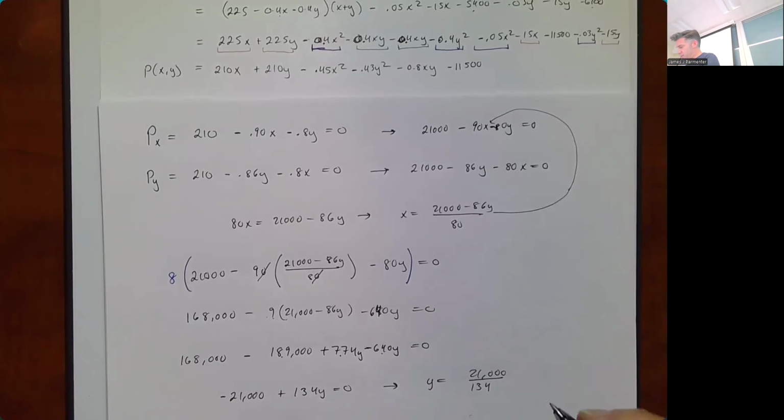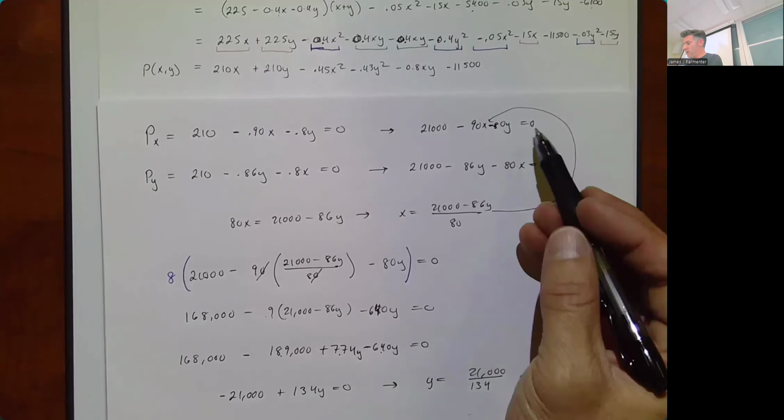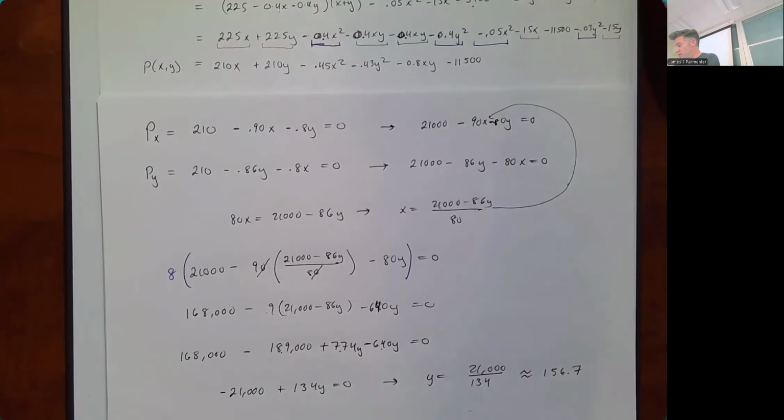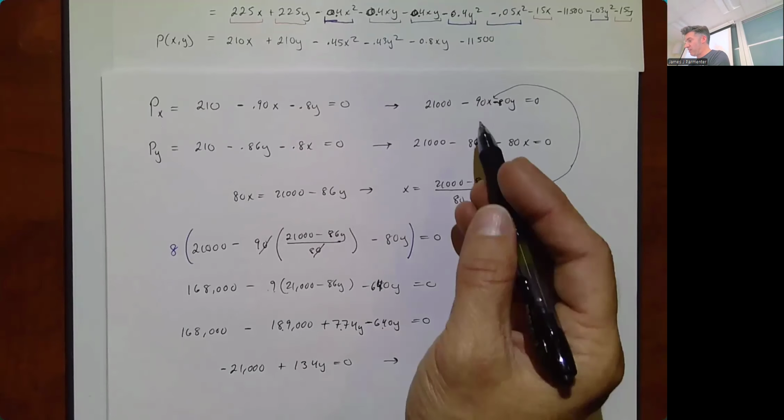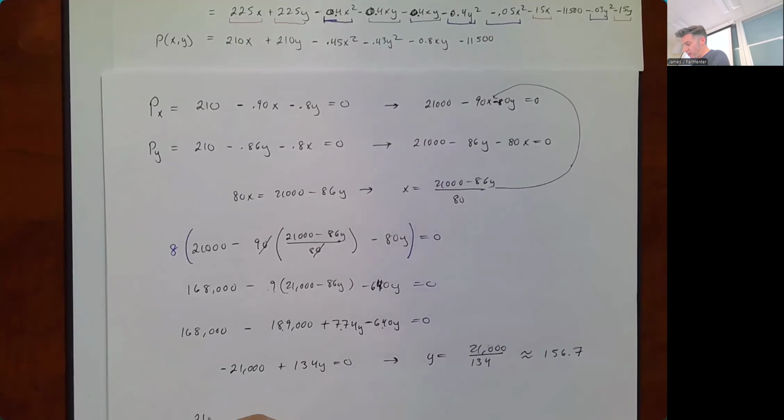So we're getting that this is approximately 156.7. The problem doesn't say anything about having to have a whole number of units, but sometimes that's what happens, so we might have to round this to the right number of units. If we get y equal to that, then we're going to plug back in to find the x value. I'm just going to write it in here. So plugging back into either equation, let's plug back into the first one. We have 21,000 minus 90x minus 80 times this terrible y value.